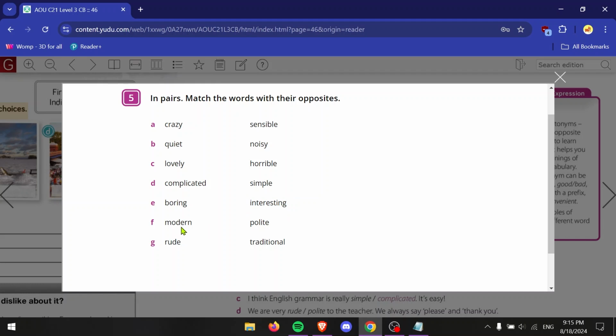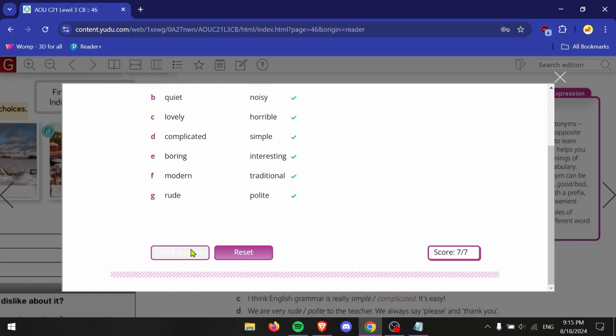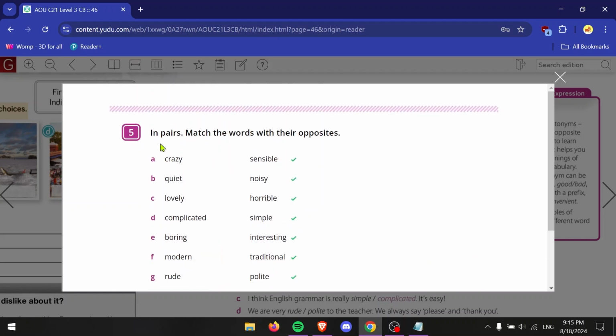Modern, the opposite of modern is traditional, old school, if you will. So modern, traditional. And finally, rude, the opposite of someone that is rude is polite. Okay, so that was exercise 5.